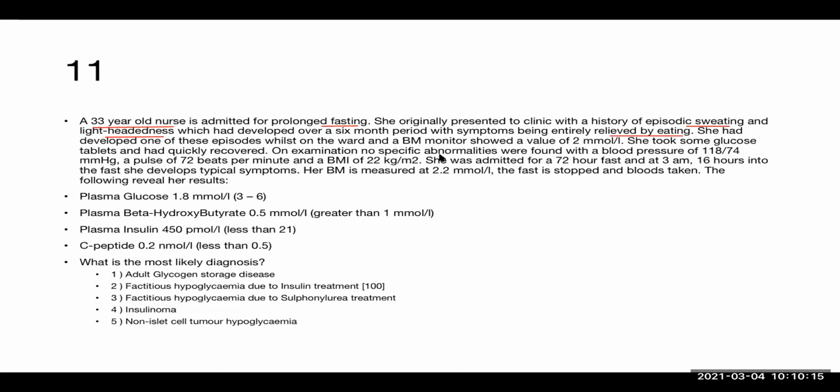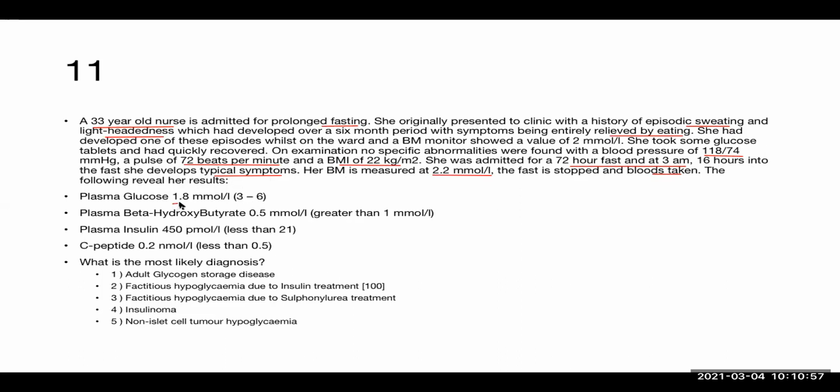On examination, no specific abnormalities were found, with a blood pressure of 118/74, a pulse of 72 beats per minute, and a BMI of 22. She was admitted for a 72-hour fast, and at 3 a.m., 16 hours into the fast, she developed the typical symptoms. Her blood glucose was measured at 2.2 millimole per liter. The fast is stopped and blood is taken. The following reveals her results.